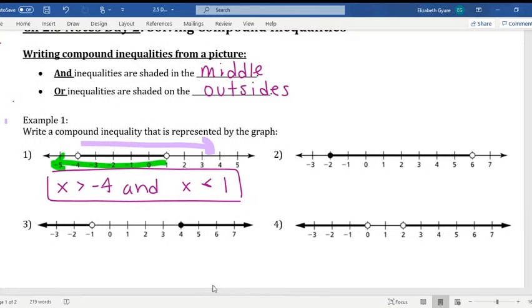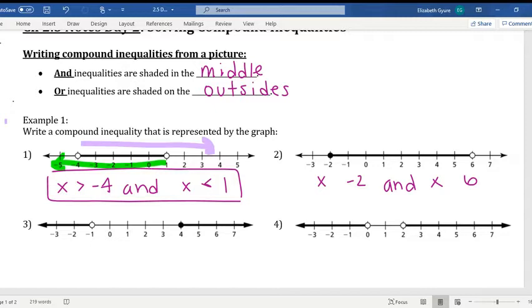Number 2, is this going to be an and or an or inequality? An and, because it's shaded in the middle, so go ahead and write and. Then go ahead, step 2, write your variables, whatever letter you want to pick. I'm going to do x's. Make sure you leave yourself room for your inequality. And then what 2 numbers are my circles at? -2 and 6. Good.